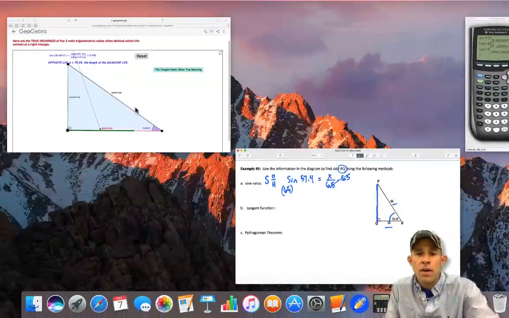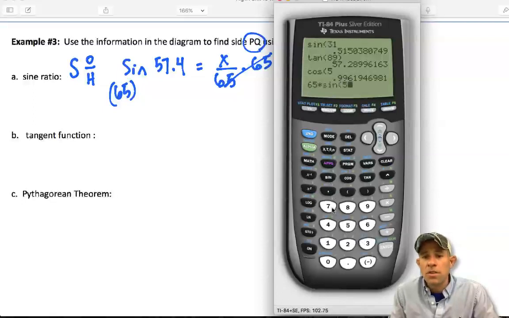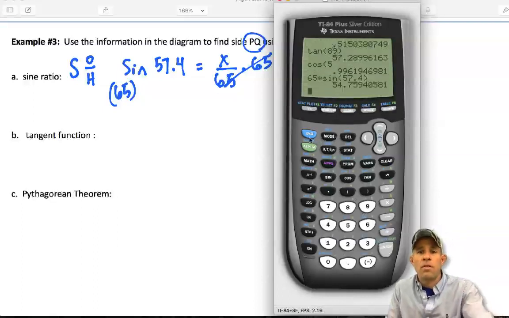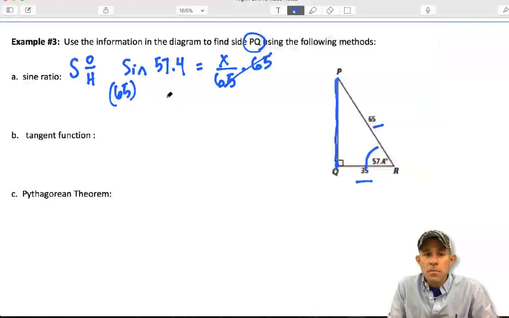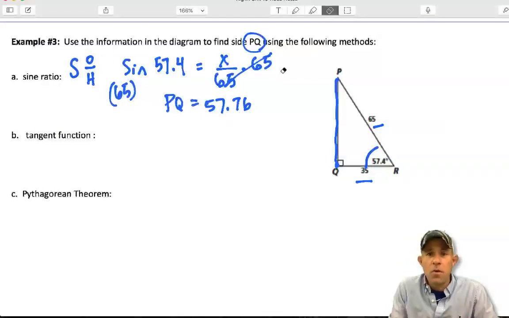All right, so let's go back to our calculator now, and we'll end up typing in here 65 times the sine of our angle, which is 57.4 degrees. Close our parentheses up and press enter, and we get 54.76. So PQ is equal to 54.76. We'll change that. All right, now let's try part B.